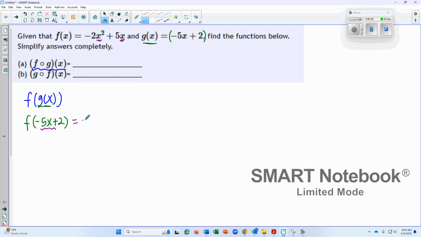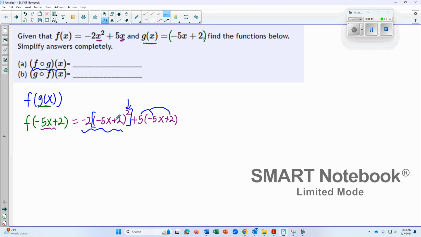So let's see, that'll give me negative 2 times negative 5x. Oops, don't want to square that yet. So there we go, negative 5x plus 2 and then squared. And then plus 5 times negative 5x plus 2. Okay, the tricky part is going to be this right here. Here, you're just going to distribute, and that shouldn't be too bad. But what we have to do here is first take care of the square, and then distribute that negative 2 to our results right here.